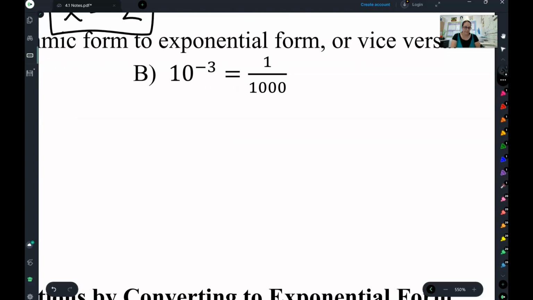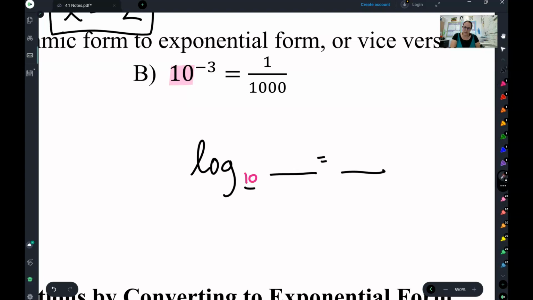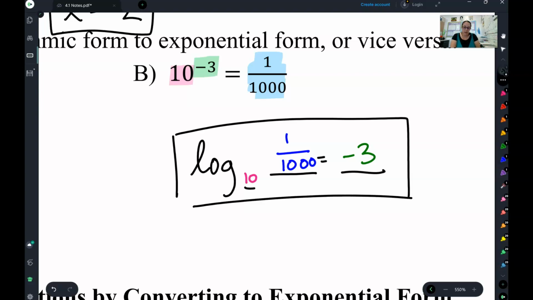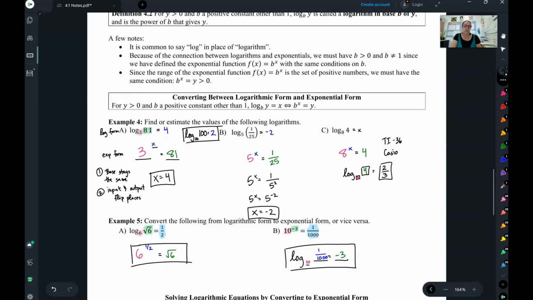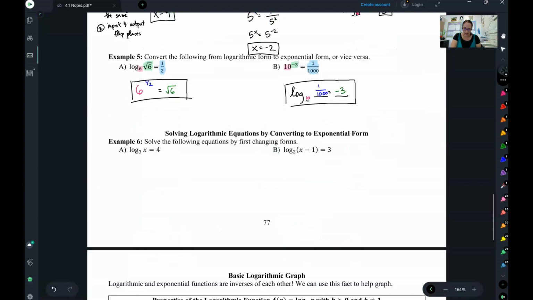So let's try B. This time I'm changing from exponential to log form. But thankfully, it's the same 2 steps. Step 1, the base stays the same. Step 2, the input and the output flip. So that -3 becomes the output. This 1/1000th becomes the input. So log base 10 of 1/1000 equals -3. And that should be everything you need to know about switching a logarithm and an exponential back and forth.